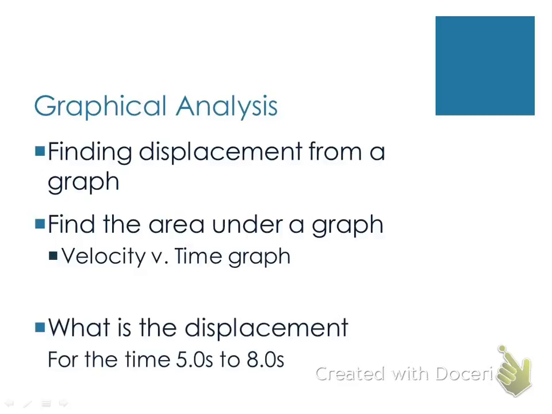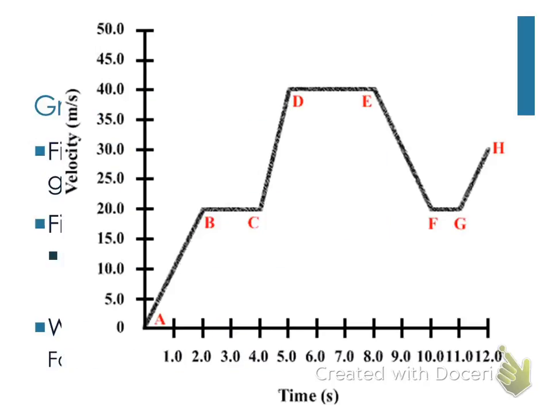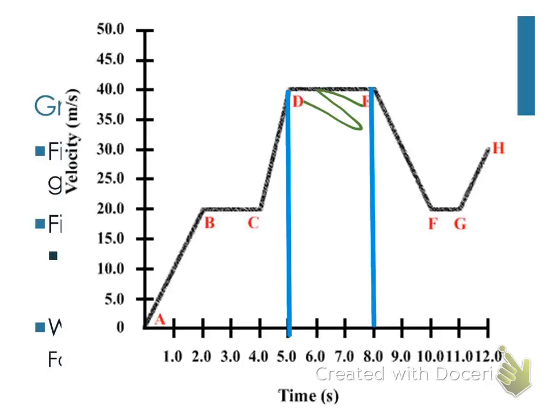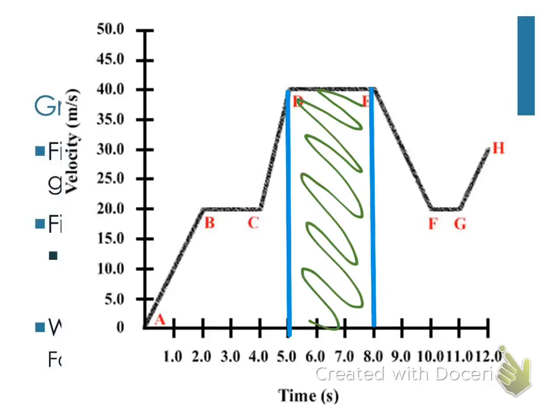Okay, so we're going to look at this next graph, and we're going to find the displacement from 5 to 8 seconds. Just keep that in mind, and I'll bring the graph up here. 5 seconds runs here to here. 8 seconds runs here to here. So all we do is find the area of that box, and that'll tell us the displacement during that time interval.